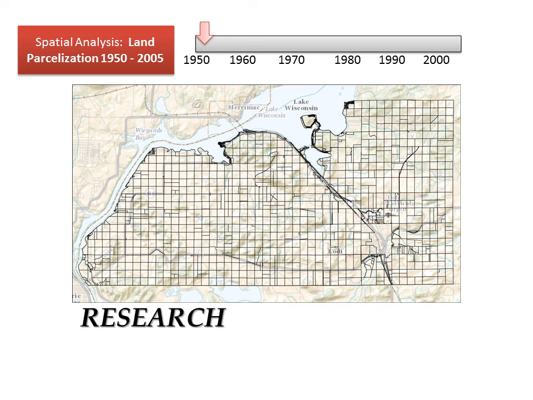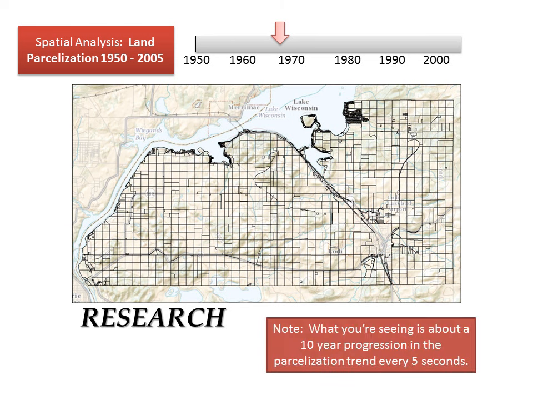What you're seeing right now is a parcel layer from roughly 1950 that we recreated using GIS. And as you can see, much of the town is 40-acre parcels with some smaller parcelization along the Wisconsin River. As I step through here, you'll see in 1960 some more parcelization occurring.